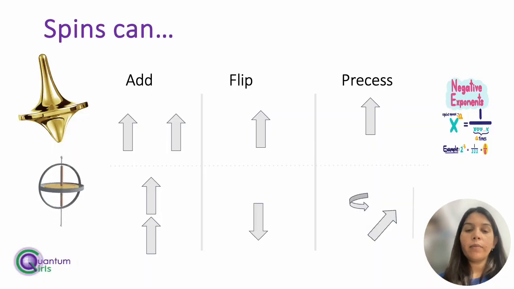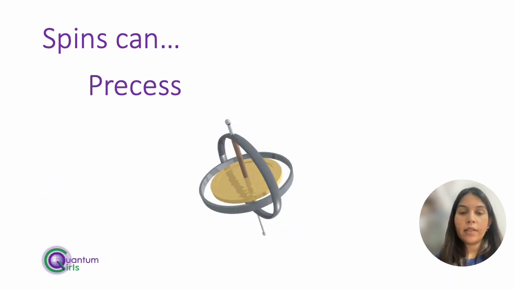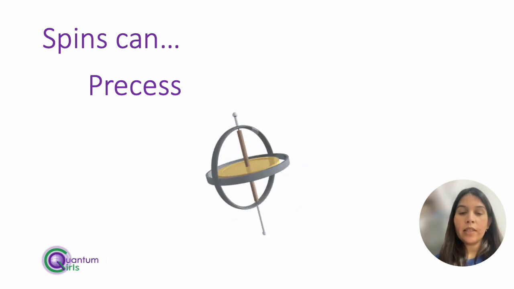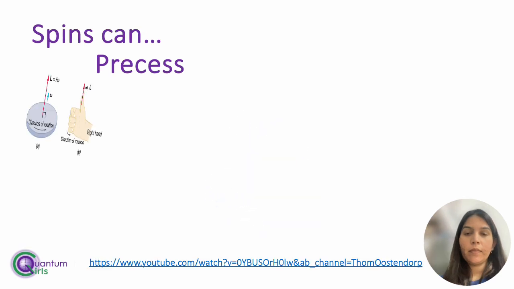You learned from three different activities that spin can add, spin can flip, and spin can precess. This is how you did an activity with a gyroscope to see spin precession. Many spins can align and can be made to precess. We look at the microscale in the second half and how we can use these ideas to find cancers or other medical issues.